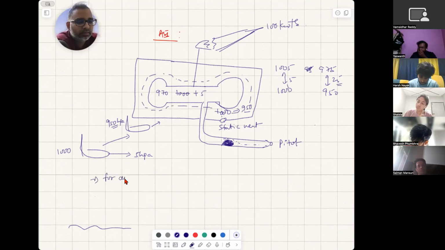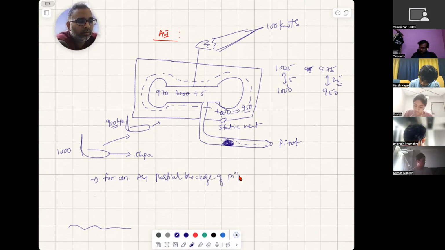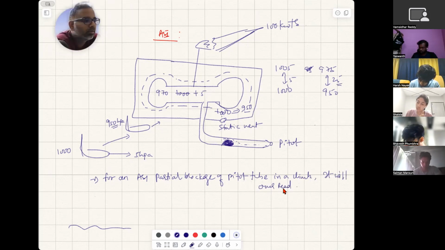For an ASI, partial blockage of the pitot tube in a climb, it will what? Overread. Okay, but write overread in capital letters. Why? This overread will be somewhat significant.